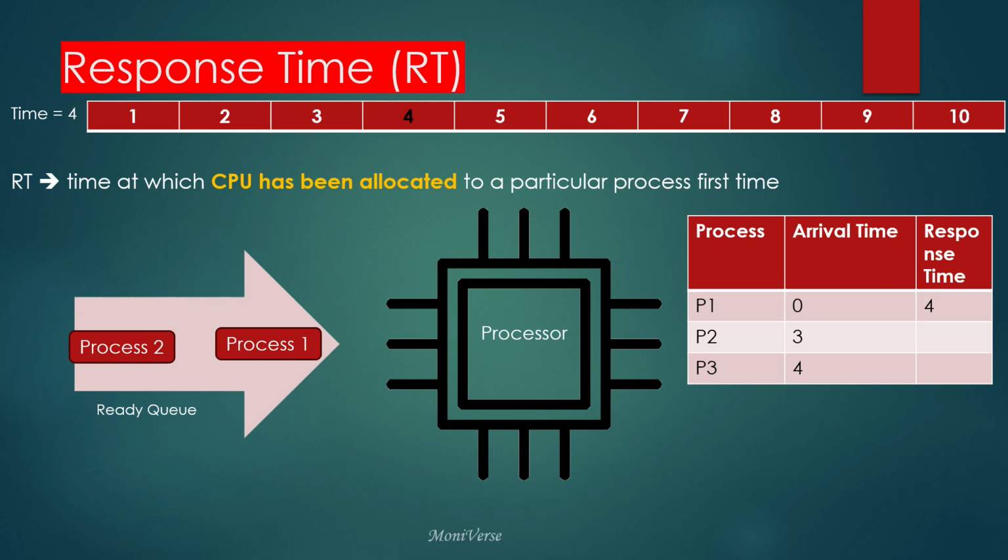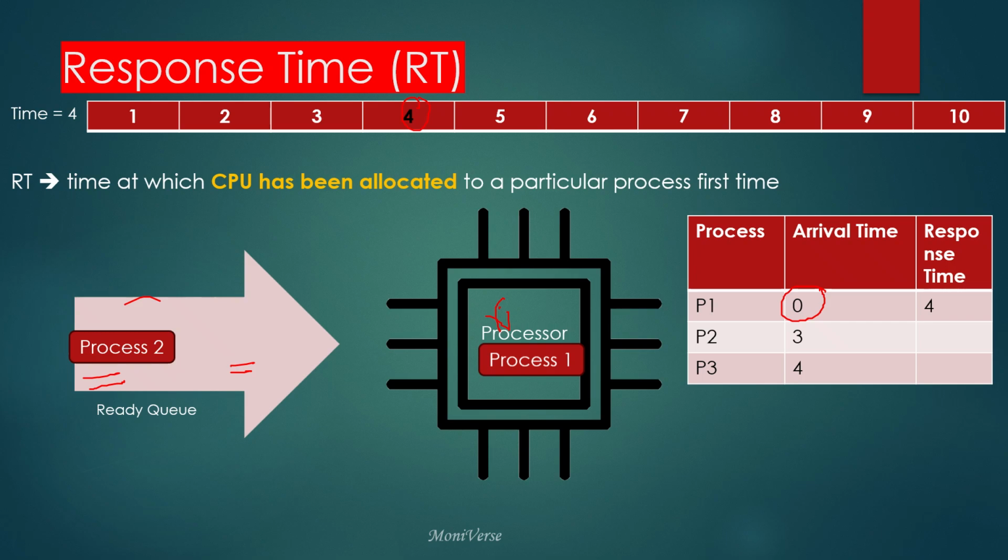Now let us consider another example for response time. Imagine that the time is again 4, but here two processes are waiting. Process 1 and process 2 are waiting, right? With some algorithm we are using, process 1 is going to enter the processor. Let us consider the arrival time of process 1 is 0, but it enters the processor, that is, the processor responds to process 1, at time 4. So the response time of process 1 is 4.